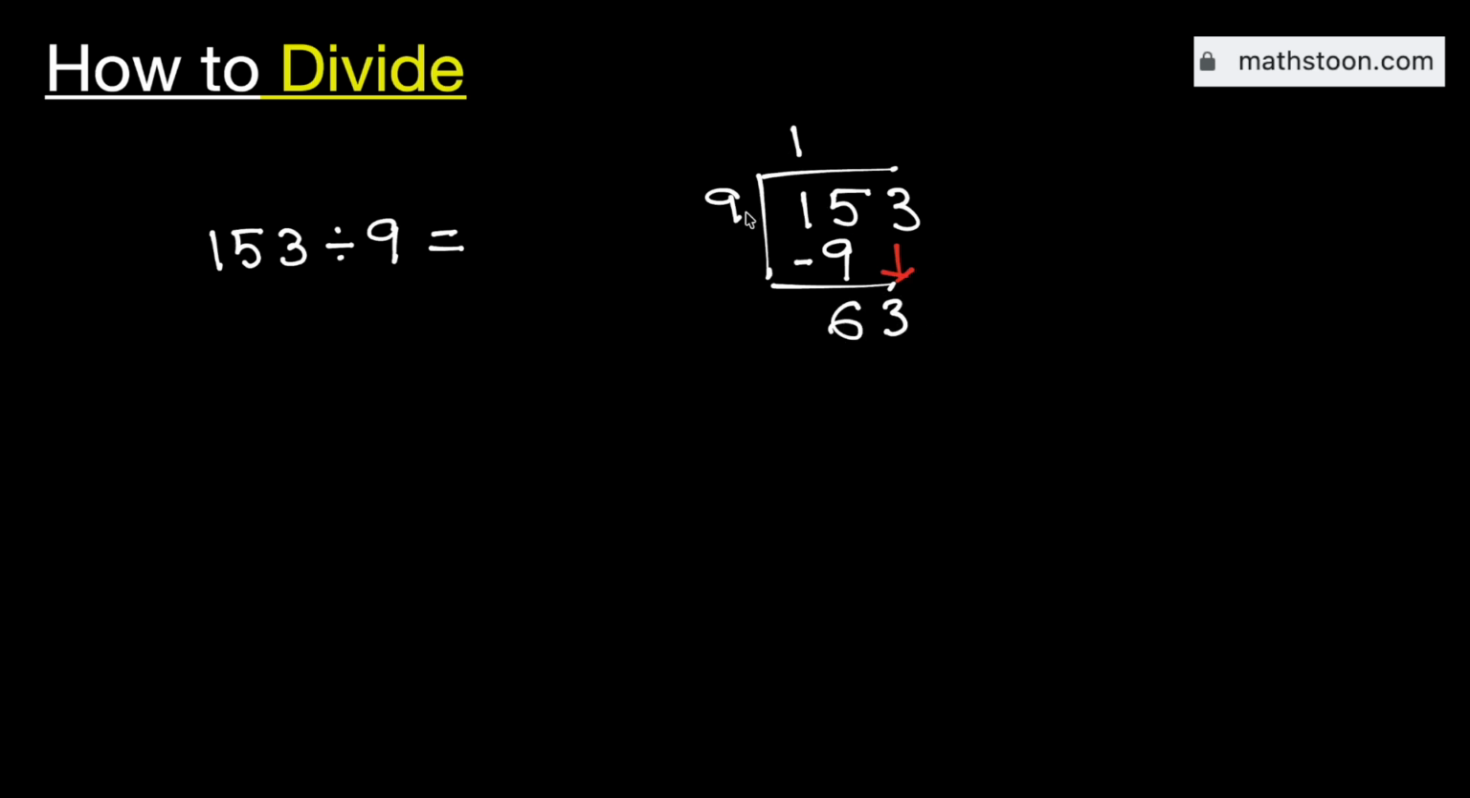And we know that 9 times 7 is equal to 63. Subtract, we get 0. As we have no number to bring down here and got the number 0, so we will stop. Therefore, 153 divided by 9 is equal to 17. And this is our final answer.